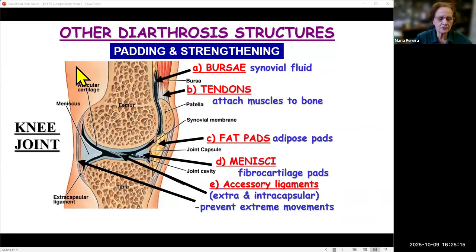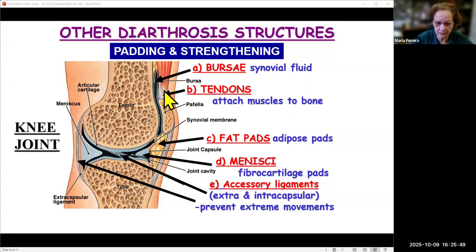Okay, so here there are other components of the diarthrosis that are not present in all of them. For example, bursa. What are bursa? Bursa are cavities, some of them in continuity with the synovial cavity, and they are filled with synovial fluid. Some of these bursa might not be in continuity with the synovial cavity, but they're all filled with synovial fluid.